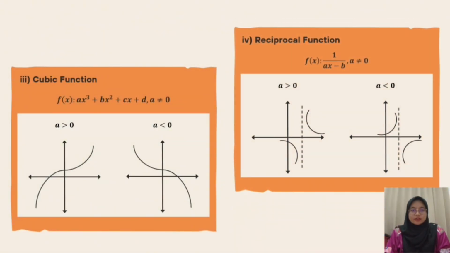Lastly, let's have a look at reciprocal functions, which are of the form k per x, where k is a constant. Reciprocal functions have hyperbolic shapes and are characterized by vertical and horizontal asymptotes. For example, consider the function 1 over x. This function has a vertical asymptote at x equal to 0 and a horizontal asymptote at y equal to 0.